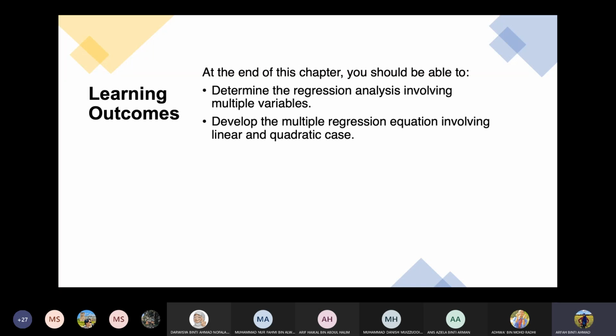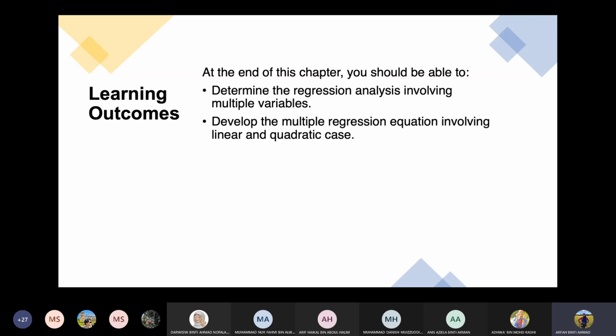So the idea of multiple linear regression is that you have more than one independent variable. Kalau dalam chapter 6 hari tu kita ada one independent variable and one dependent variable. Then kita akan tengok apakah hubungan antara independent variable X and the dependent variable Y. But in this chapter, we are going to have more than one independent variable. Let's say awak ada X1, X2, X3, maybe up until X4 and X5.